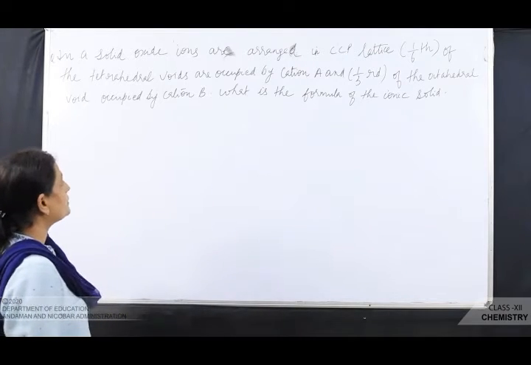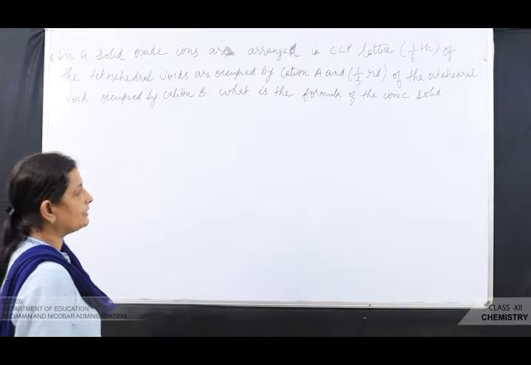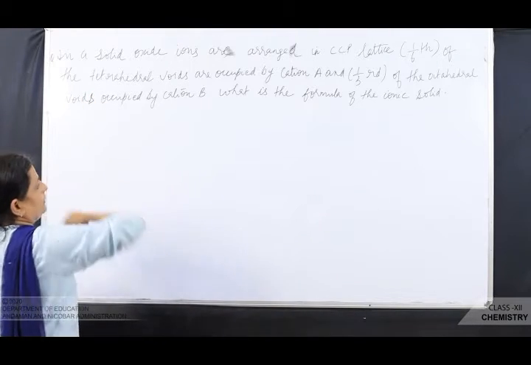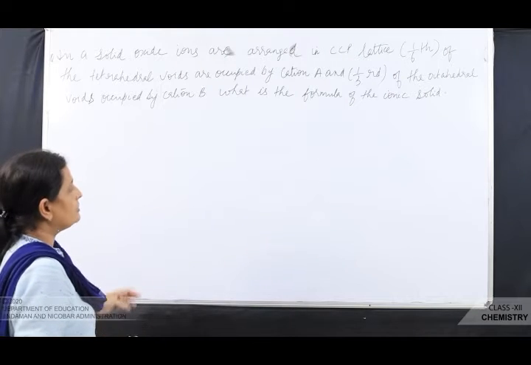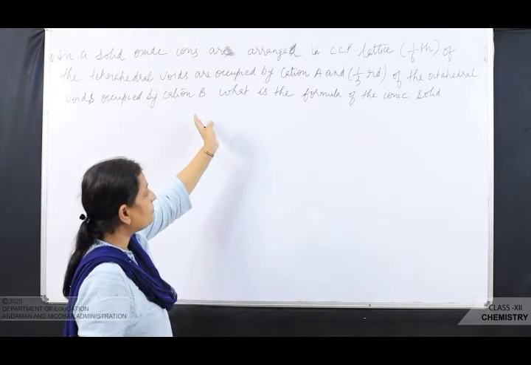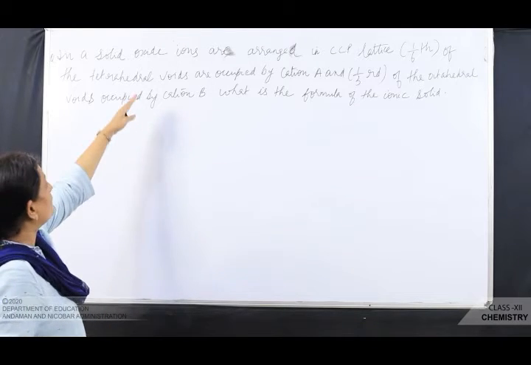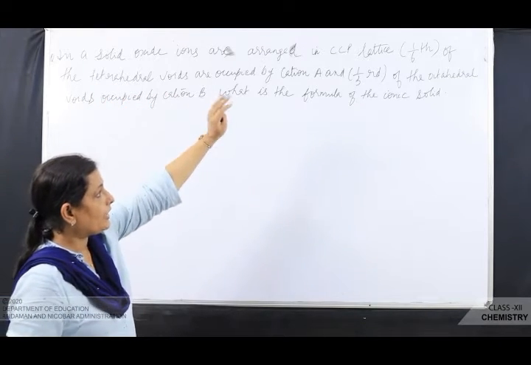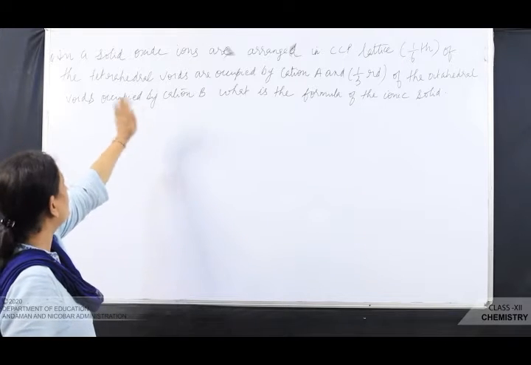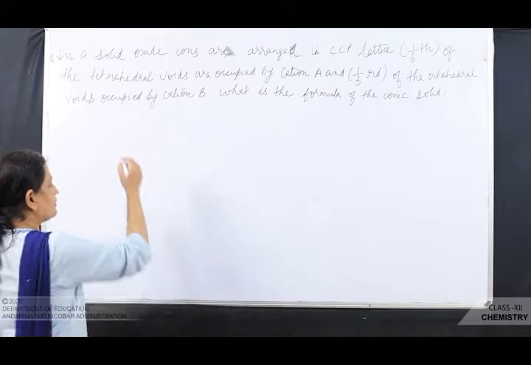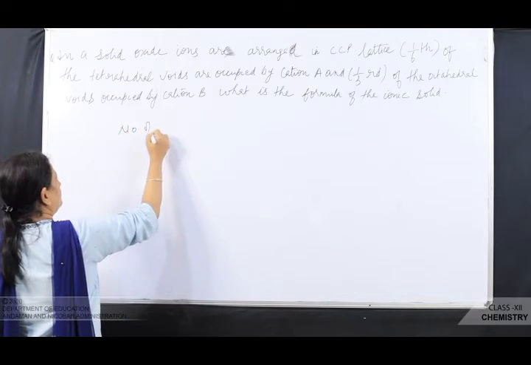1/6 of the tetrahedral voids are occupied by cation A and 1/3 of the octahedral voids are occupied by cation B. What is the formula of the ionic solid? So, 2 cations are there, A and B. A is occupying, sorry, 1/6 of the tetrahedral voids is occupied by A and 1/3 is occupied by B. So, which is occupying the lattice? The oxide ion.